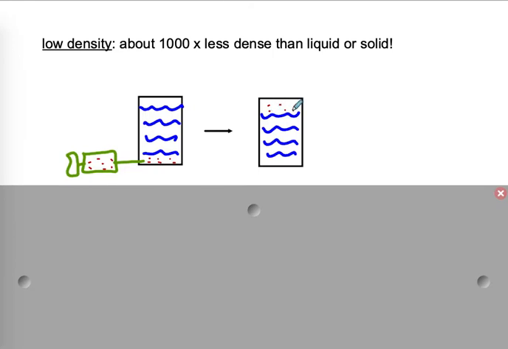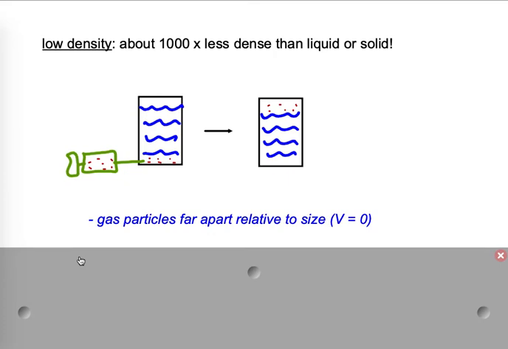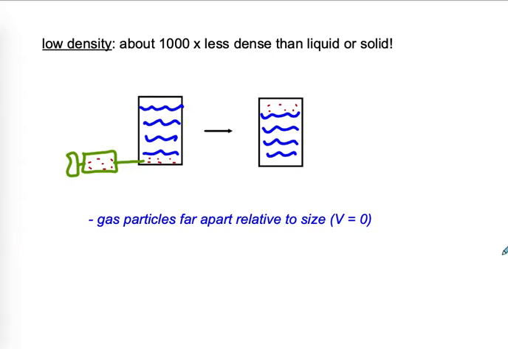What part or parts of the kinetic molecular theory best explain why gases are less dense than the corresponding liquid or solid? Well, because the particles are far apart relative to their size. That is, the volume of the gas particles are effectively zero. Why is that the case? Well, you'll recall that density equals mass over volume. So as the volume of the gas sample itself increases, the density decreases.